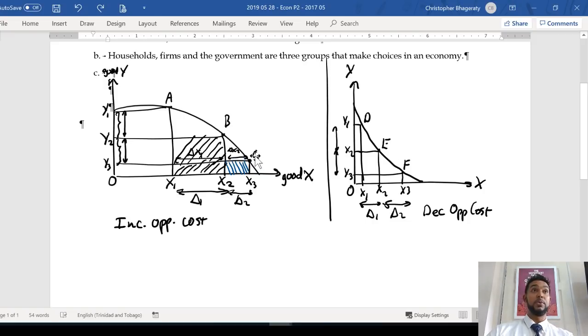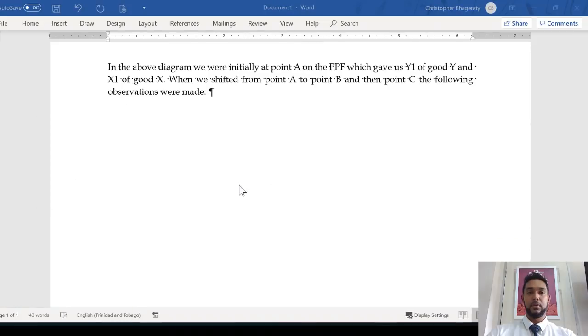And what did we notice? The change in y, in moving from point A to point B, gave us this change in x. But in moving from point B to point C, the same change in y produced a smaller change in x. So in other words, we gave up the same amount to get less as we made the second change. So this illustrates increasing opportunity cost.